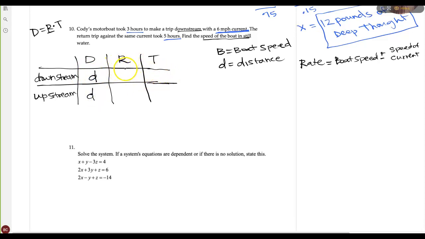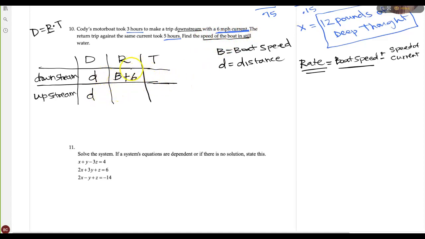Now my rate, again, I've got to go over here. It's the boat speed plus the speed of the current, right? Well, I don't know what the boat speed is. That's my B, so I've got to have my B plus or minus my current speed. Now let's think about this. If it's downstream, if you are going with the current, is that moving the boat faster or slower? Faster. So we've got to put a plus on this one, right? Plus the 6, because that's how fast the current is going. So however fast the boat's going, plus 6.